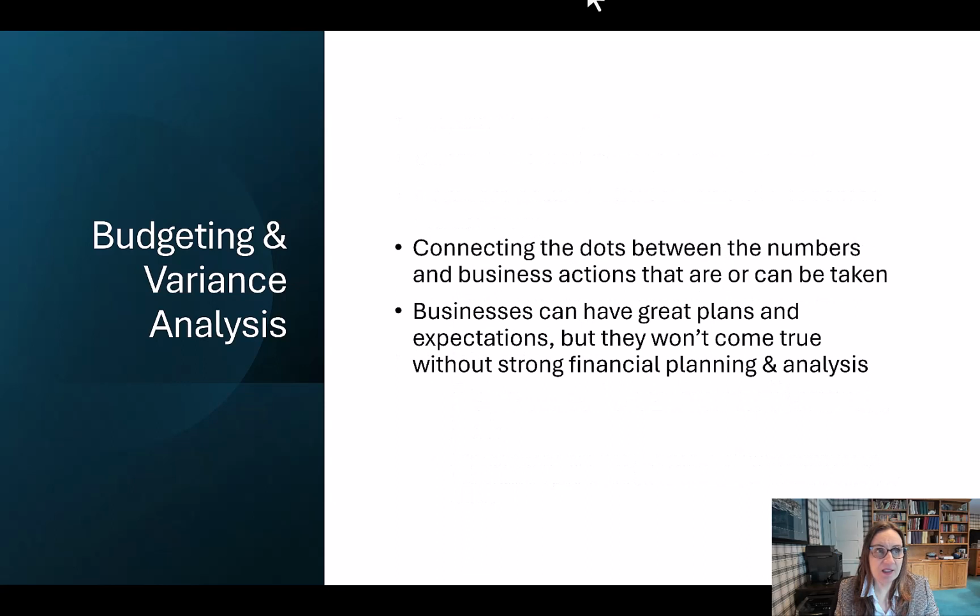Financial analysis doesn't just end with explaining these variances and creating a story. It's about connecting the dots between the numbers and business actions that are or can be taken and strategizing how we can affect the outcome. Businesses have great plans and expectations, but they won't come true without strong financial planning and analysis.